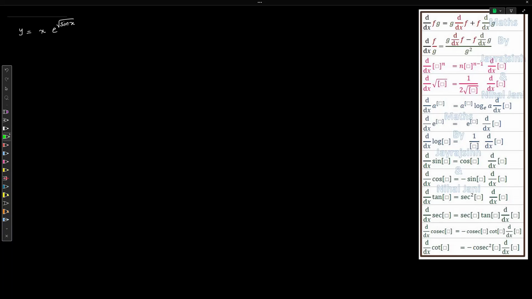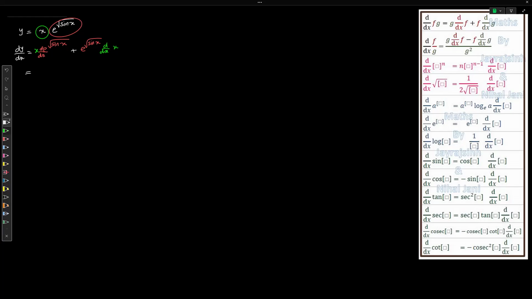Yes, x is multiplied with e raised to root sin x. So let's apply the multiplication rule. Let's say x is as it is, and we focus on the differentiation of e raised to root sin x. Then e raised to root sin x will be as it is, and we differentiate x.